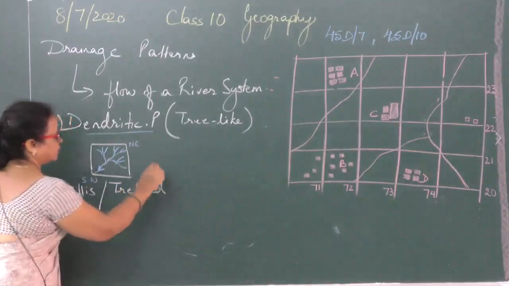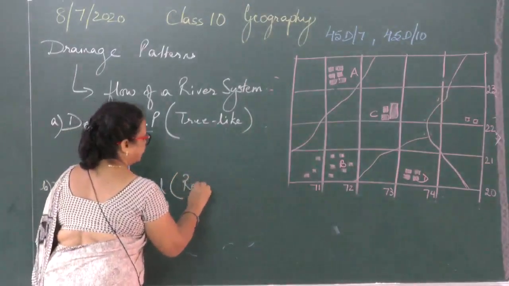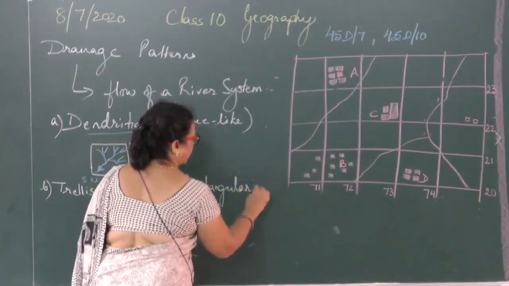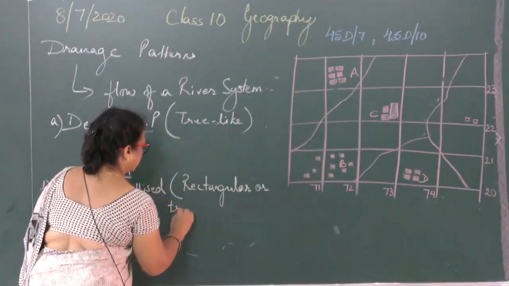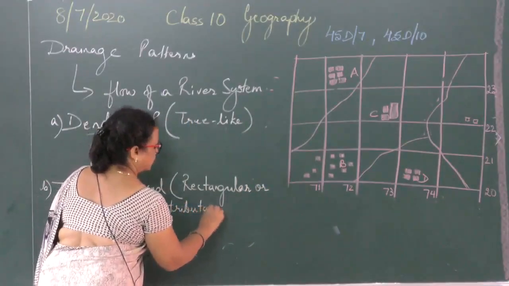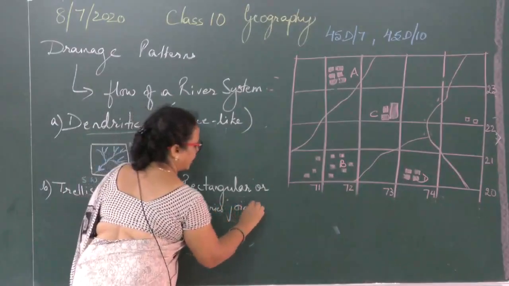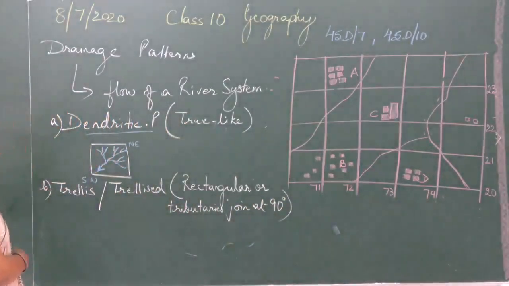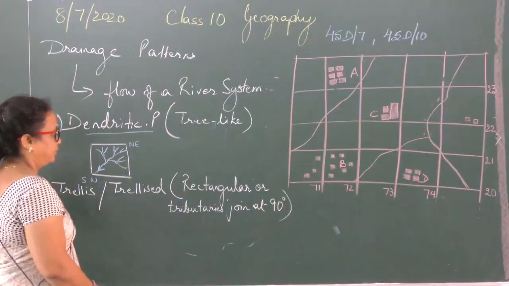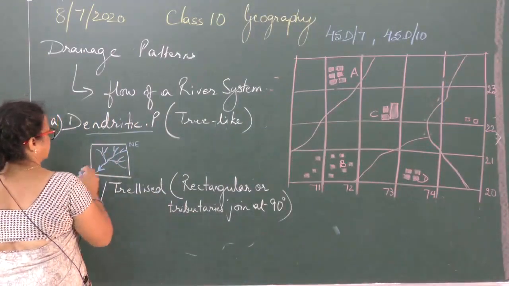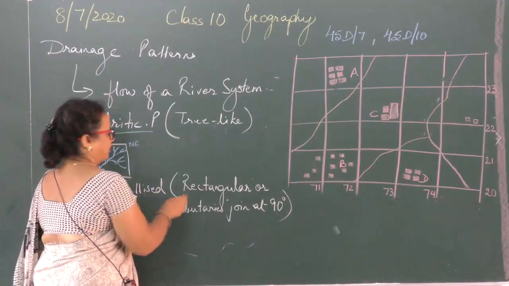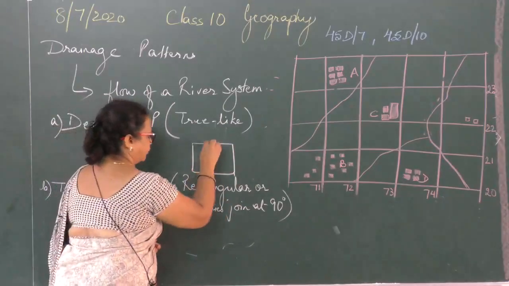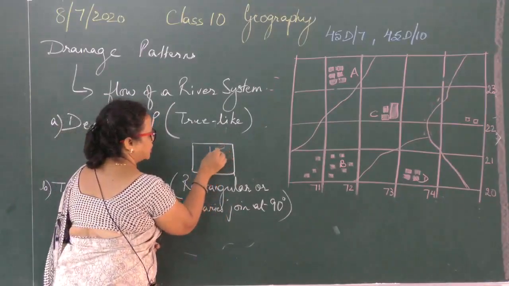Same thing it is. This is rectangular pattern. Rectangular, or write down, tributaries join at 90 degrees angle. And I draw the figure. Above it, again a small box. Clear? The main river flowing downwards, and tributaries coming and joining like this.